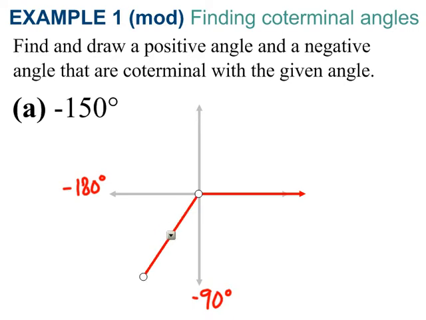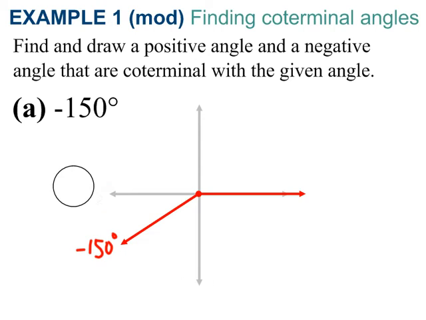Don't draw it like this or like this. Try to draw something that looks like a reasonable negative 150 degrees. And I will label that here negative 150 degrees. That's our given angle in the third quadrant. Just to reduce the clutter here, I'm going to erase these two. And our first assignment here is to find a positive angle that is coterminal with the given angle.